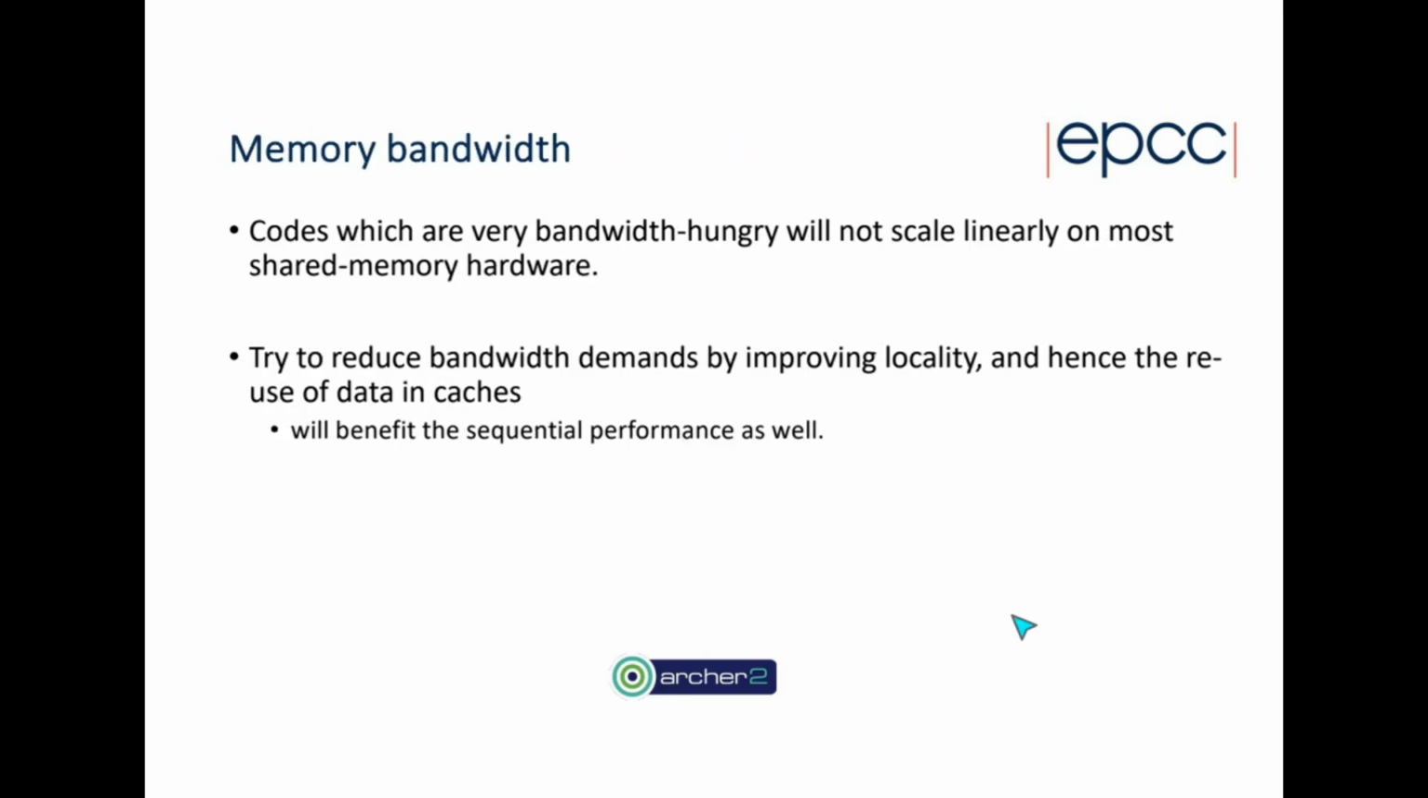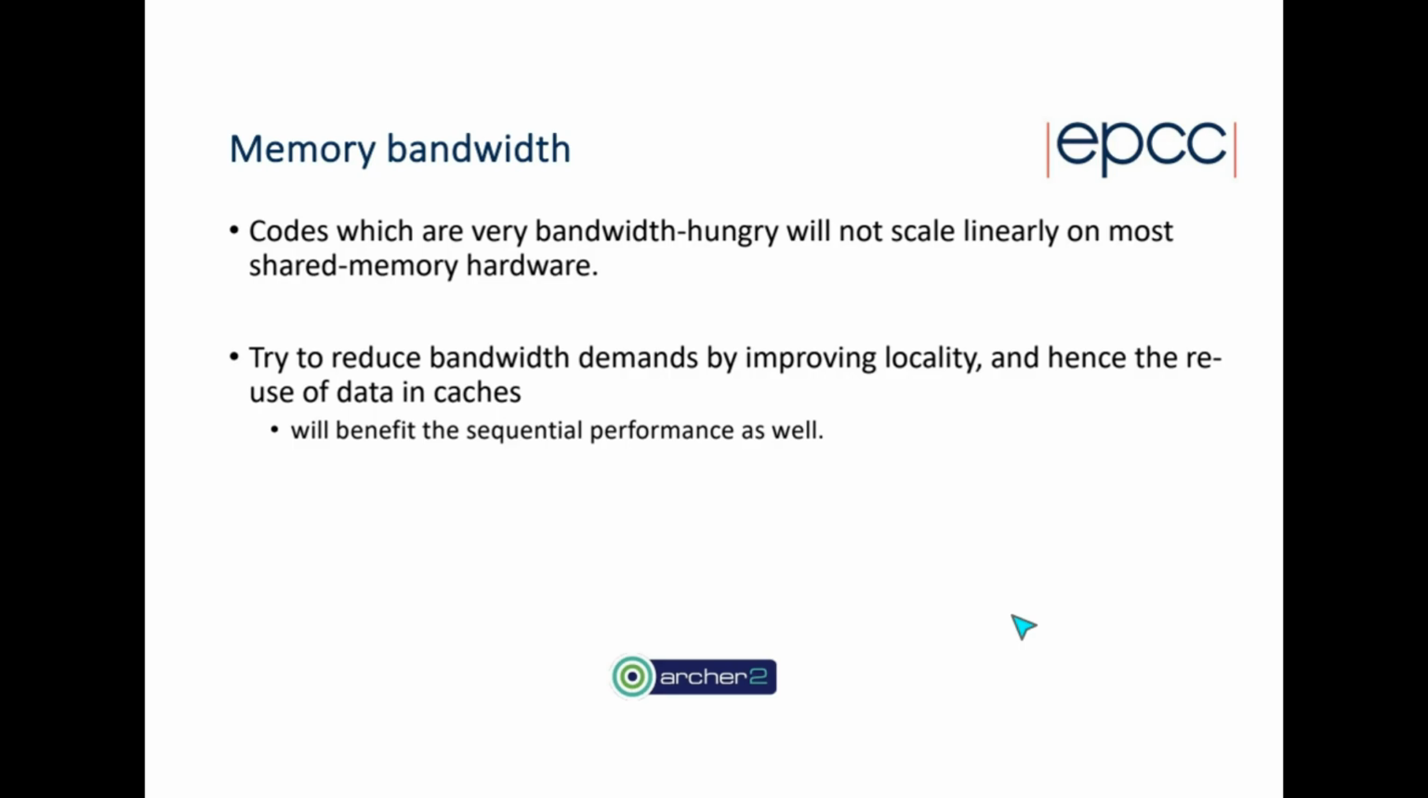So memory bandwidth is a big deal. Codes which are very bandwidth hungry, or even moderately bandwidth hungry, will not scale linearly on most shared memory hardware. What can you do? Well, you really just have to try to reduce your bandwidth demands by improving locality and hence reuse of data in caches. That's going to benefit the sequential performance as well.